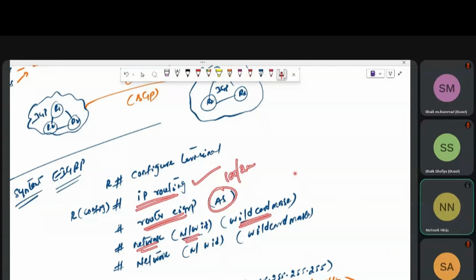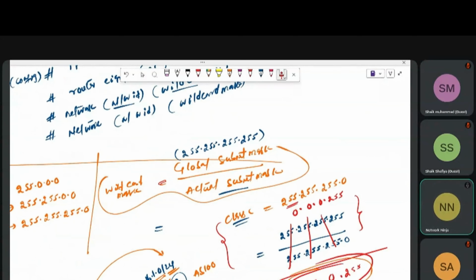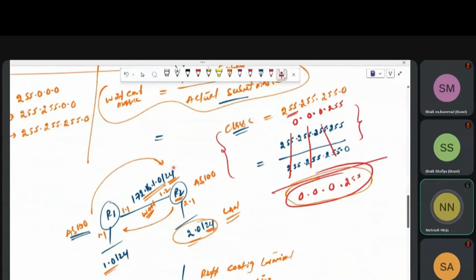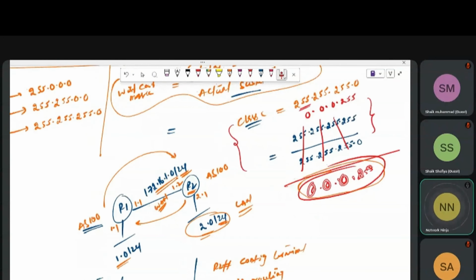So what is a wildcard mask? The wildcard mask is the inverse of the subnet mask, and we have a formula to calculate it. Wildcard mask equals the global subnet mask minus the actual subnet mask. Global subnet mask means all 255s: 255.255.255.255. So when we calculate the wildcard mask from the actual subnet mask for class C, we get the wildcard mask 0.0.0.255.